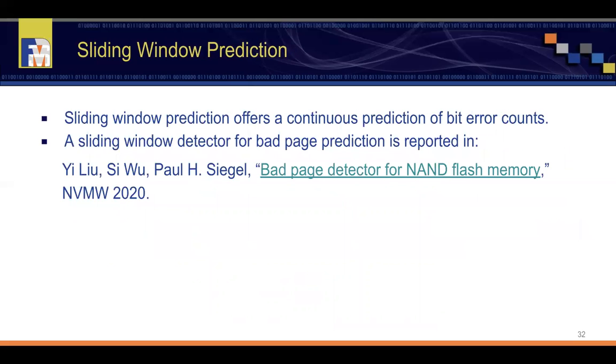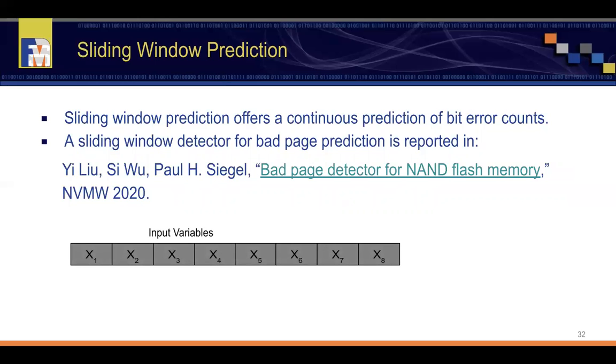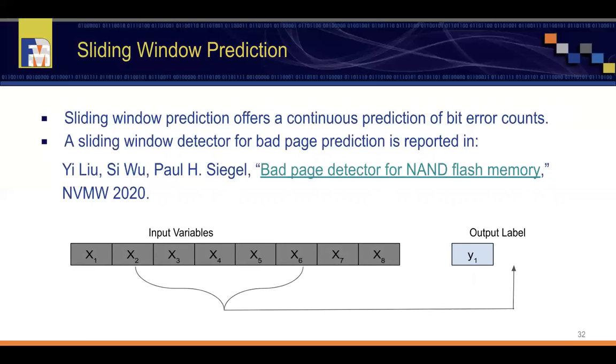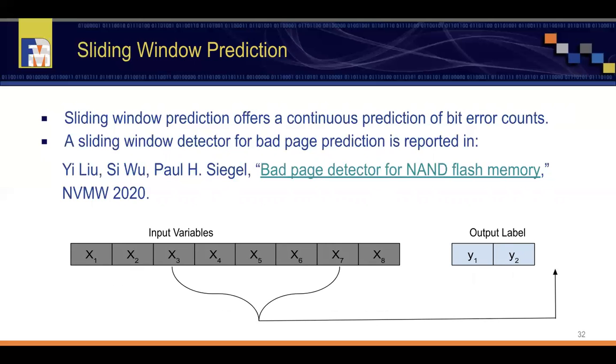And finally, I would like to briefly touch upon another related work, the sliding window predictor, which is a network trained to continuously predict the bit error counts for sequential times. To give a pictorial representation of the aim of a sliding window predictor, we have the error counts, or the input variables, from x1 to x8. A sliding window predictor would take the input x1 until x5 into the predictor and predict the output label y1 for the corresponding time t1. Then it takes the input x2 to x6 and predicts the output label y2 for time t2, and then goes on to take the input variables x3 until x7 and predicts the output variable y3 for time t3, and so on.